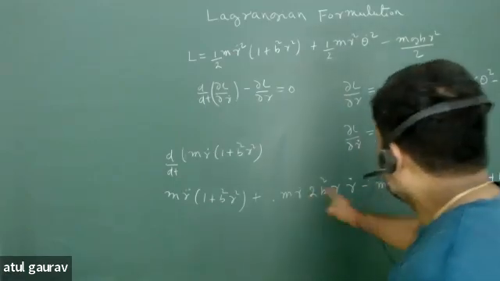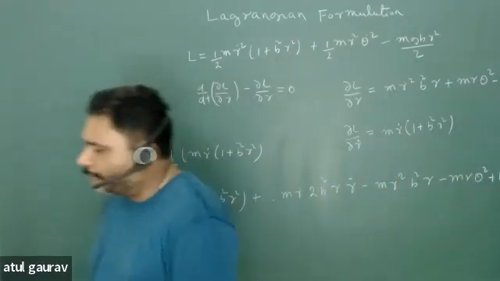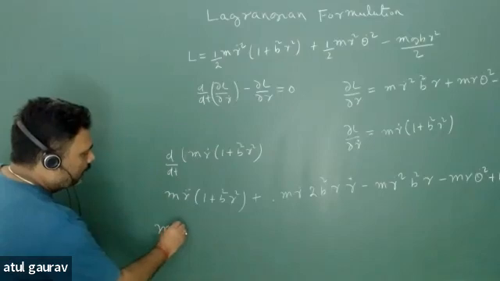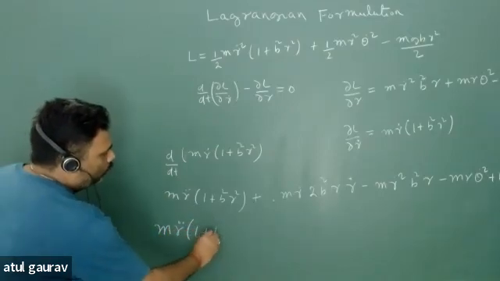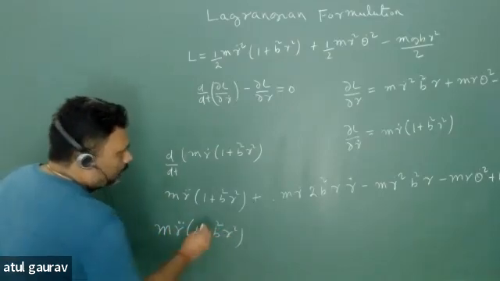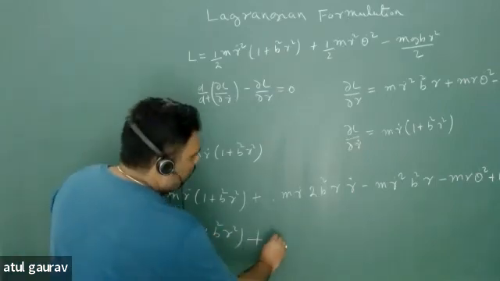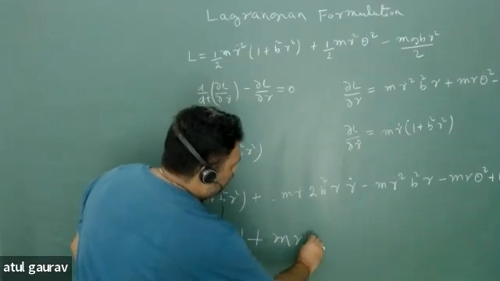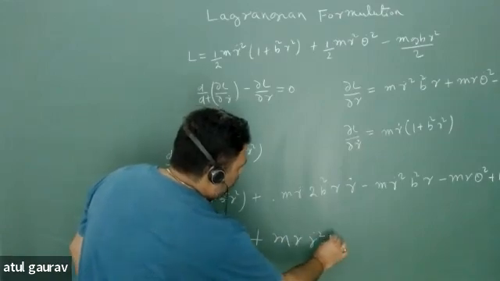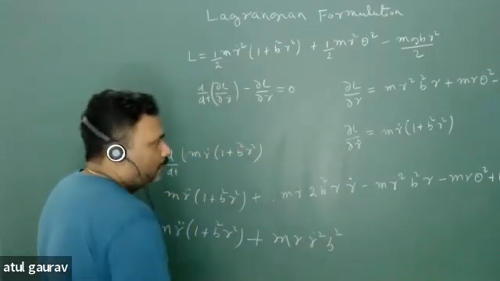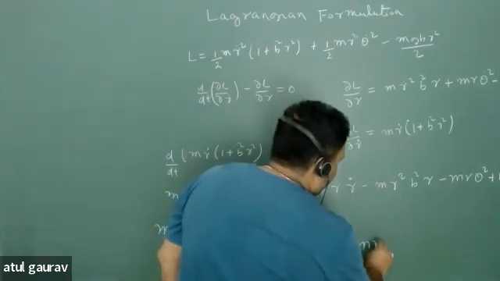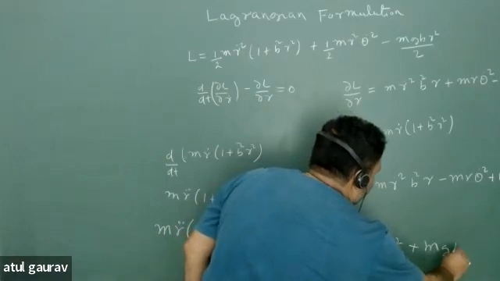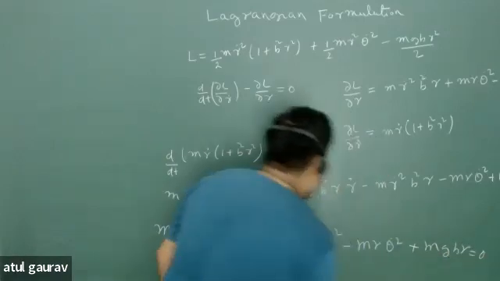Now these two terms will compensate each other, and finally we can get the answer. So what will be my final answer? m r double dot (1 plus b square r square) plus m r dot square, obviously b square is also there, and now minus m r theta dot square plus mg br, that must be equal to 0.